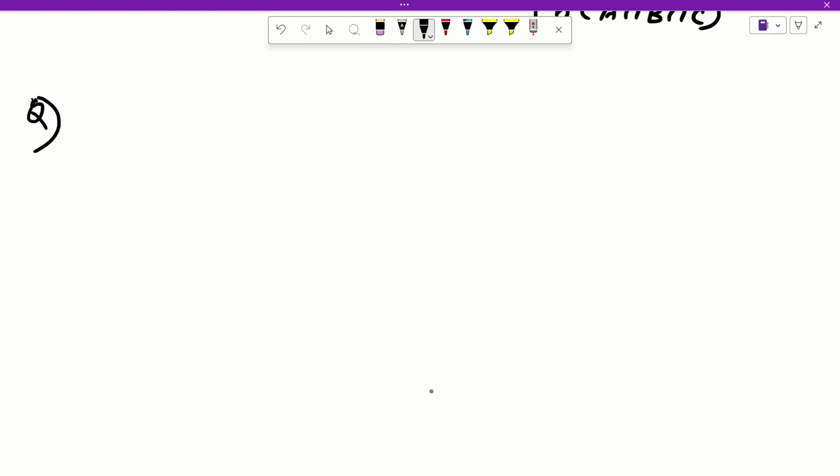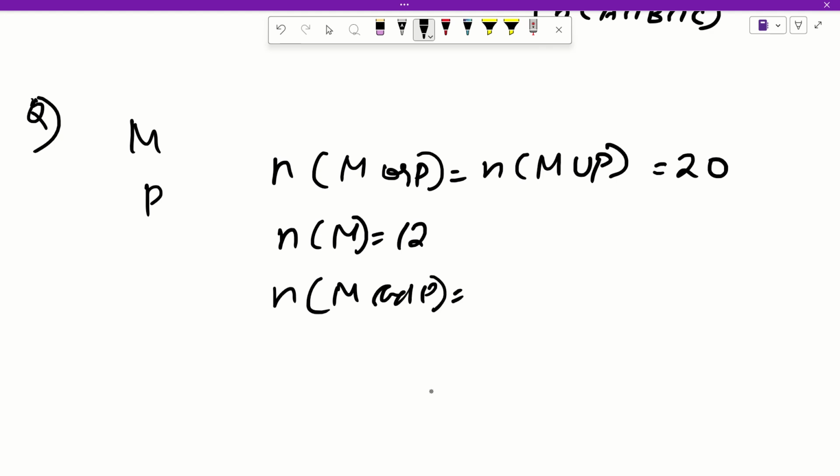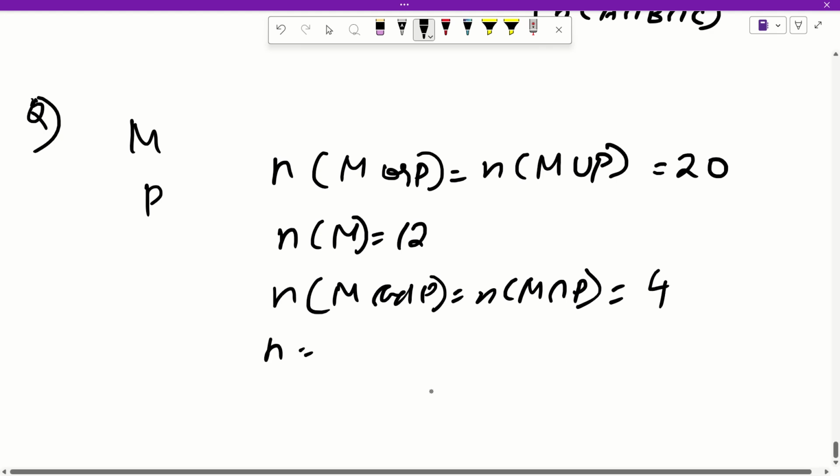Okay. So what are the variables given here? There are 20 teachers who teach mathematics or physics. I'm going to denote M as mathematics and P as physics. Mathematics or physics is represented as n of M union P, which is given as 20. 12 teach mathematics, so n of M is equal to 12. And 4 teach both physics and mathematics, which means n of M intersection P is given as 4, right? What we have to find is the number of people who teach physics.